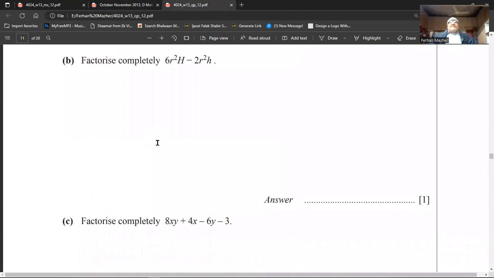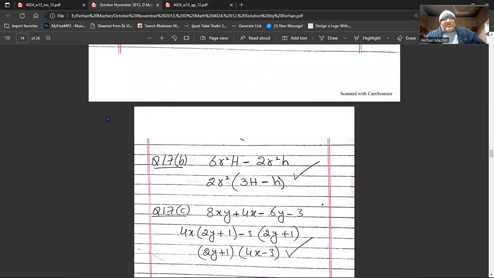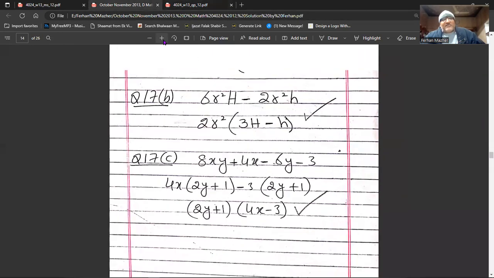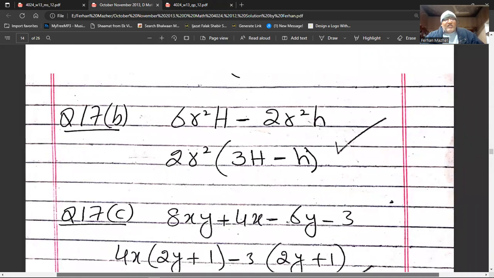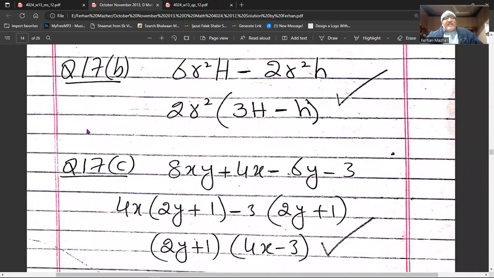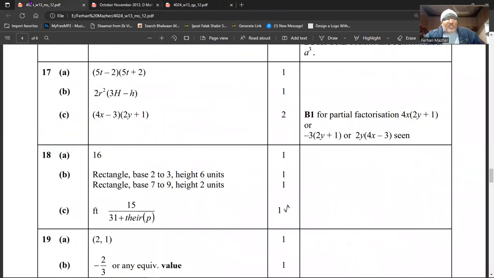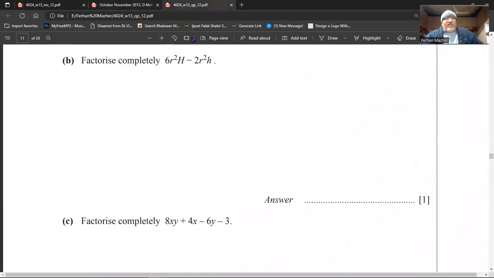Question number 17 and its B part. Here we have factorize completely 6r square capital H minus 2r square small h. So I can take 2 and r square common. That's the first rule of the factorization, that if something is common, you will take it common. So 17b part, I will take 2r square common. In the bracket, I will have 3 capital H minus small h, bracket close. So 2r square, 3 capital H minus small h. Okay, so our answers are right.